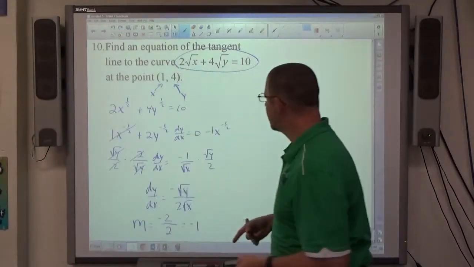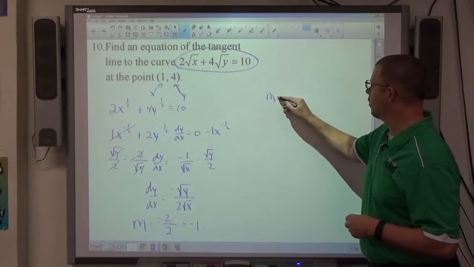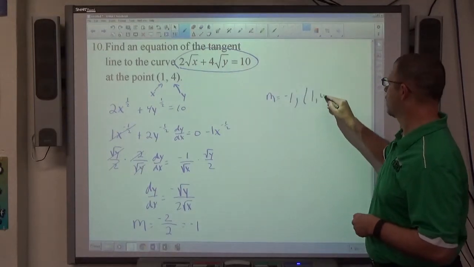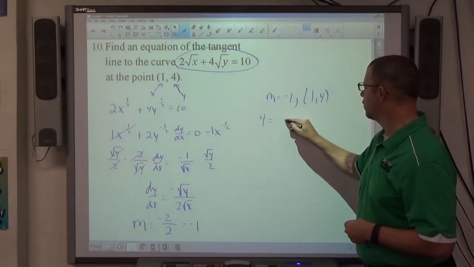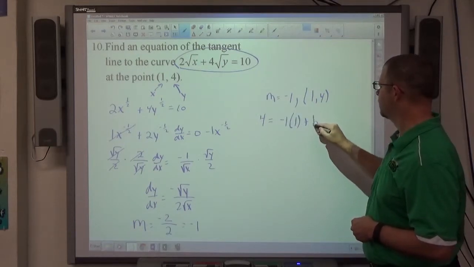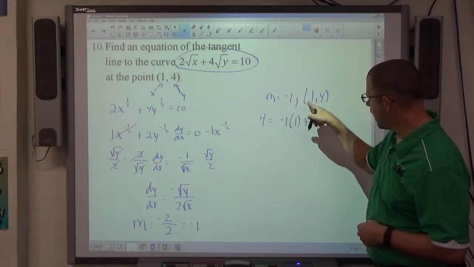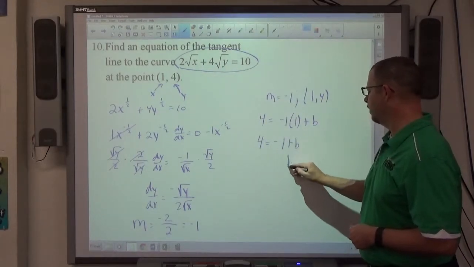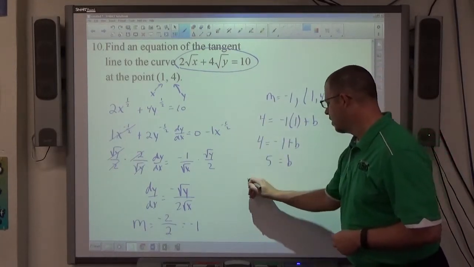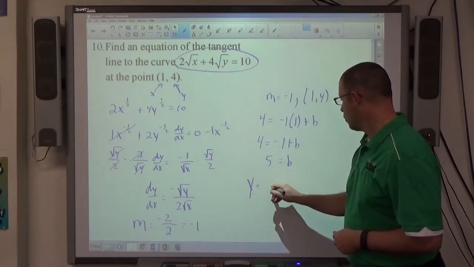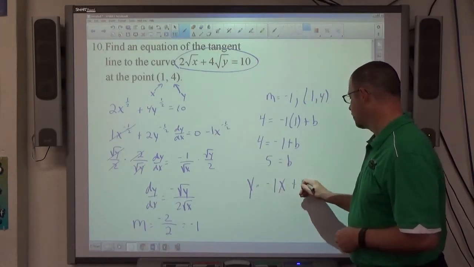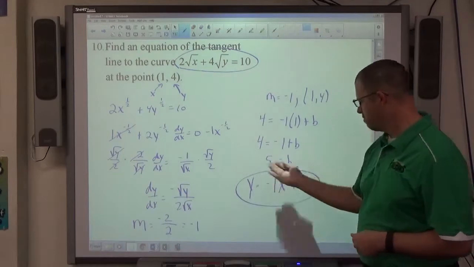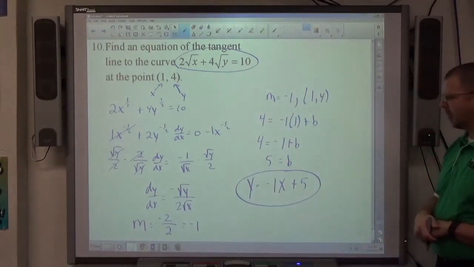Want to know what the slope is? Again, my slope is negative 1. My point of tangency is 1, 4. I go y equals mx plus b. So 4 equals negative 1 plus b, so b therefore is equal to 5. Y equals negative 1x plus 5. The 1 is fine, negative x plus 5 would also be correct.